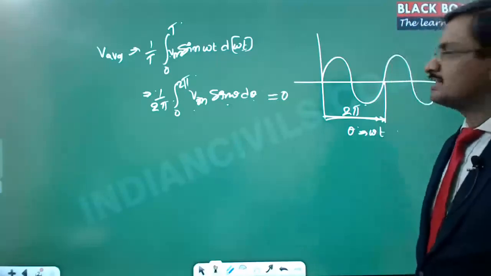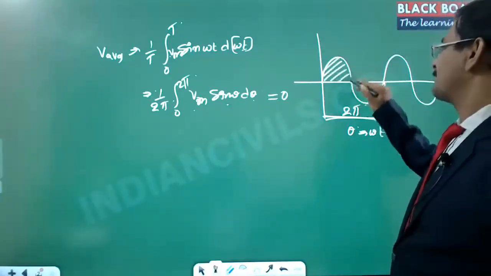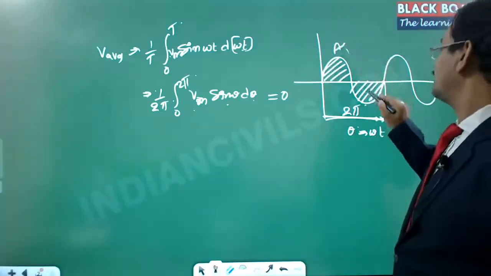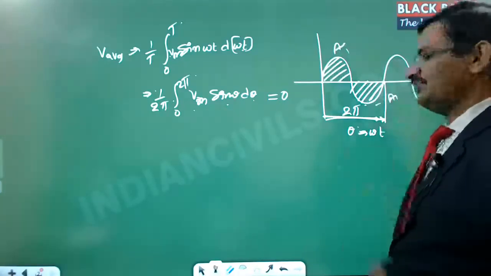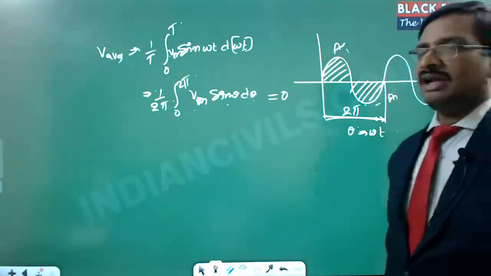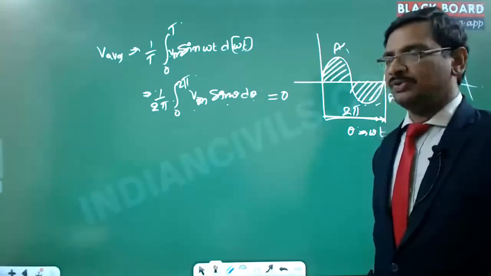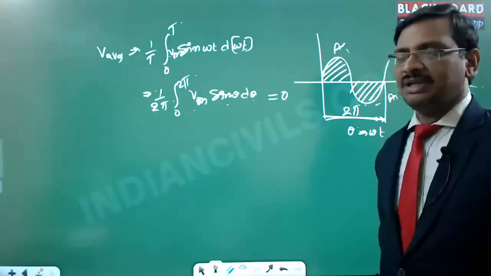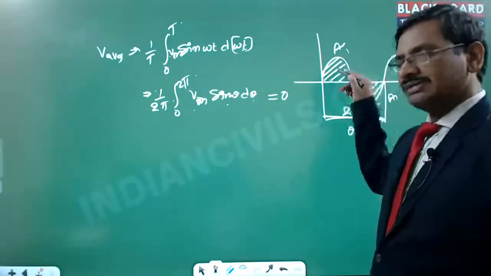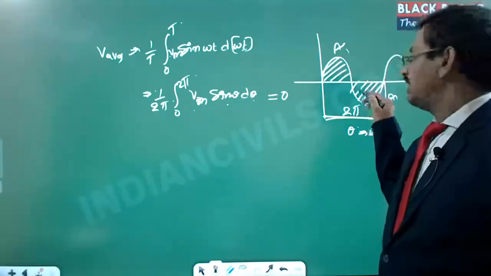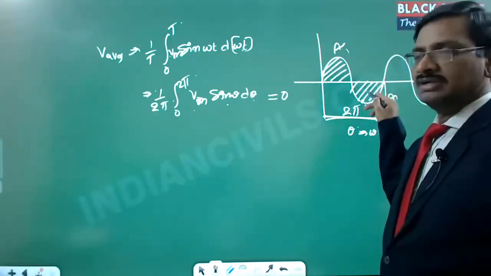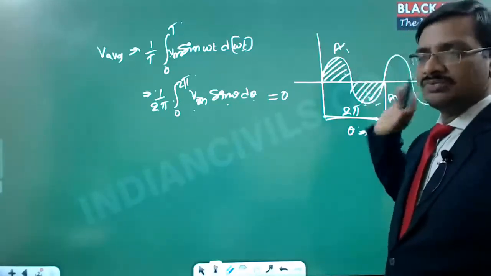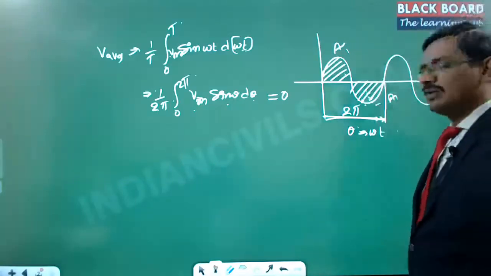Why? Because this is a positive area and this is a negative area, and the positive area A1 and the negative area minus A1 are exactly equal. Positive waveform and negative waveform are equal. I hope you know the fact that the integral takes care of the sign of the area. In +2 standard, you might have learned that if there are areas above the x-axis and below the x-axis, they add up algebraically. So this is treated as a positive area and this is treated as a negative area, and essentially it will come out to be 0.